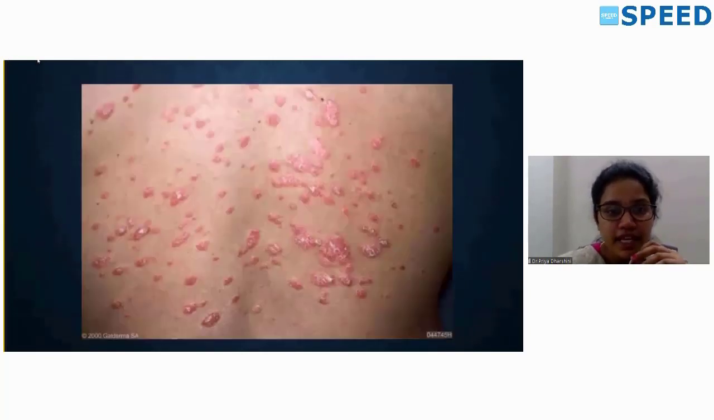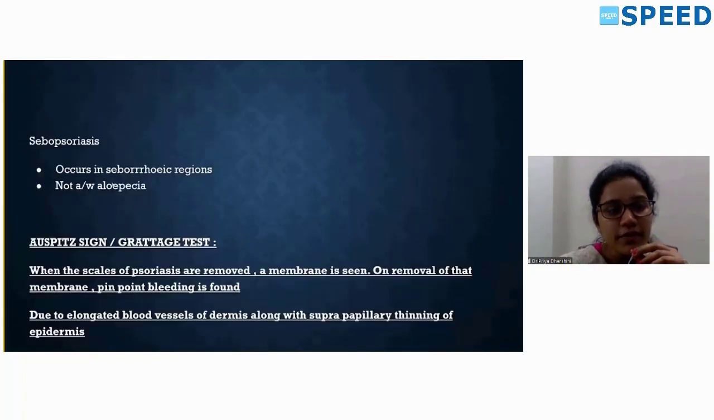This is a typical picture of guttate psoriasis. What you can see here are multiple small red scaly plaques having a raindrop-like appearance. Other type of psoriasis is sebopsoriasis. As the name indicates, the seborrheic regions are involved: scalp, face, head and neck areas, and it won't be associated with alopecia or any other hair abnormalities. And Auspitz sign we had seen earlier: when the scales of psoriasis are removed, a membrane is seen. That's called Berkeley's membrane.